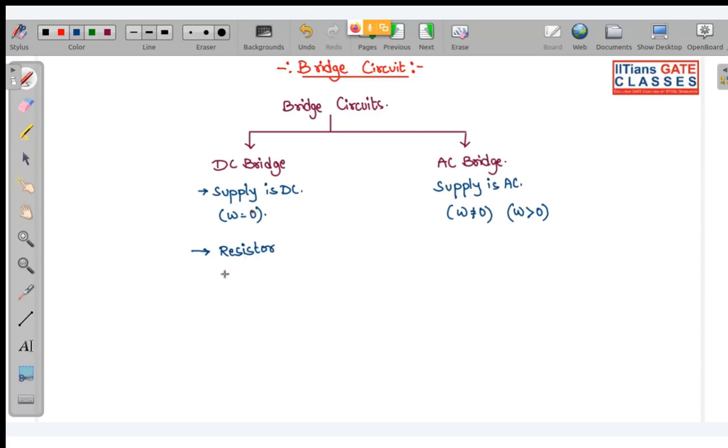Okay, so inductor basically in DC, it is what? It is short circuited, and capacitor is open circuited. So that is why we won't be using inductor and capacitor, only resistors we are going to use. In AC bridge, there is no such constraint. We can use R, L, C, all the elements. So phasors are not involved over here in DC. Phasors are required in AC.